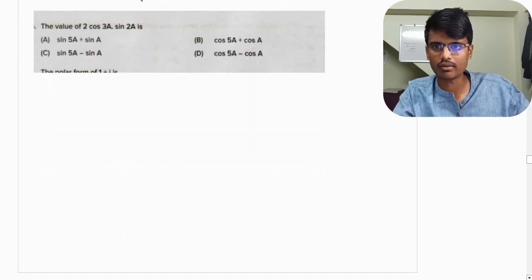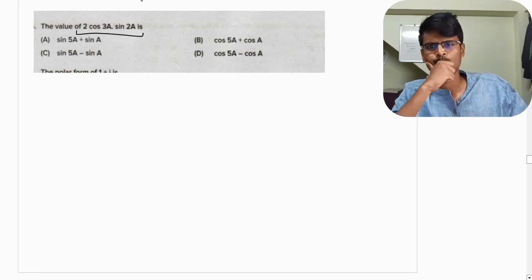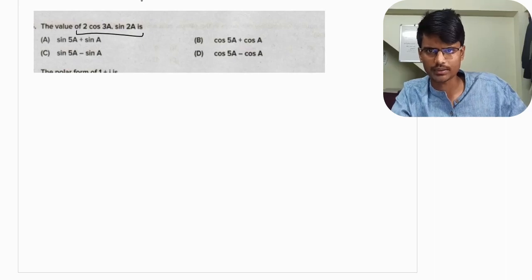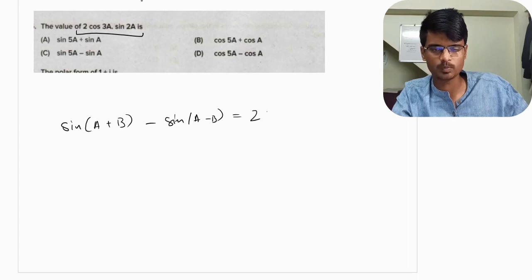Again we have got an interesting question: 2 cos 3a sin 2a. We know this formula, right? Sine of a plus b minus sine of a minus b is equal to 2 cos a sin b. So we'll be applying the same formula here. Here we have got 2 cos 3a sin 2a.